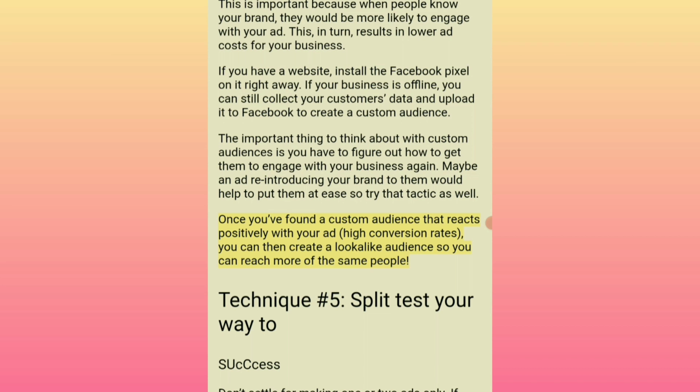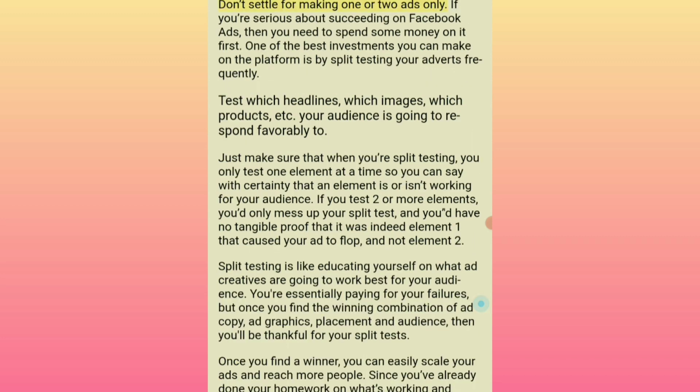Test which headlines, which images, which products, etc. your audience is going to respond favorably to. Just make sure that when you're split testing, you only test one element at a time so you can say with certainty that an element is or isn't working for your audience.